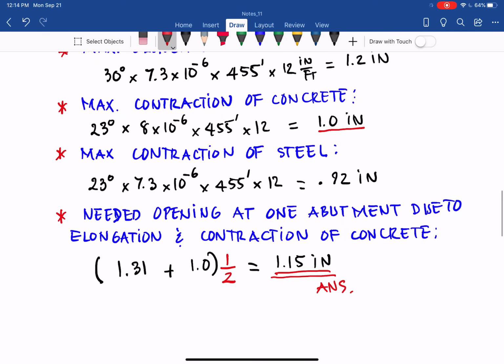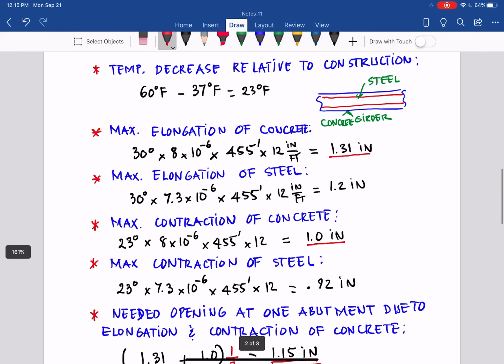And as you can see, you may wonder, how about steel? But because the steel is encased in the concrete, they will expand as one single component. And similarly for contraction, because they are bonded together. So with that, we are done for problem 1.